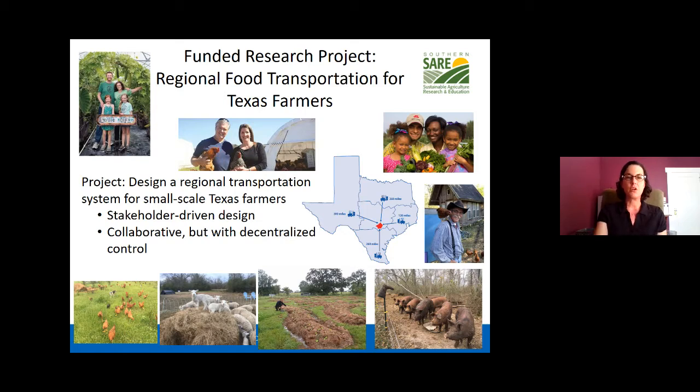The idea is we want it to be a collaborative system, but also with decentralized control. And by that, I mean that you don't have one entity or one person controlling the whole system. So that's good. It meets the needs of the farmers who are typically very independent and they value their autonomy and they don't want a central organization telling them what to do. But it makes it challenging to design a system that meets everyone's needs.